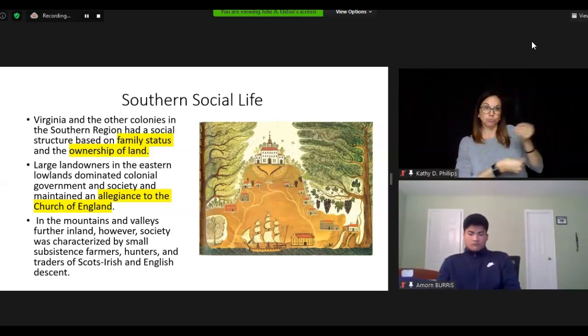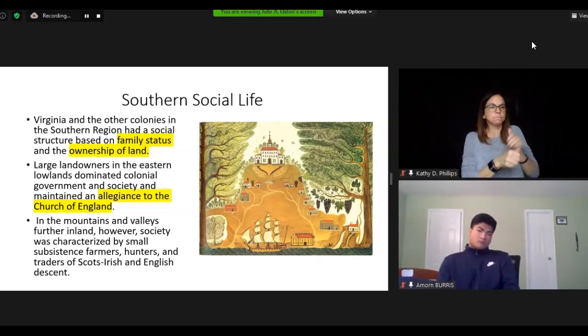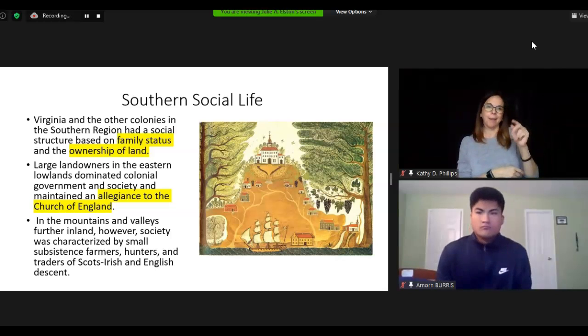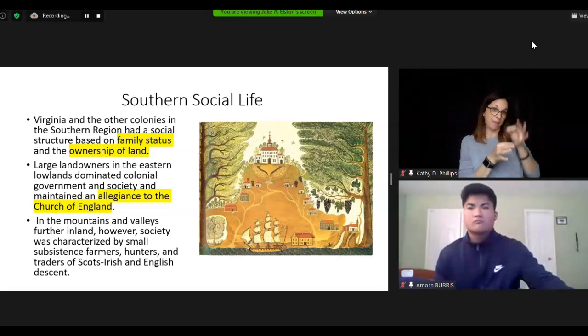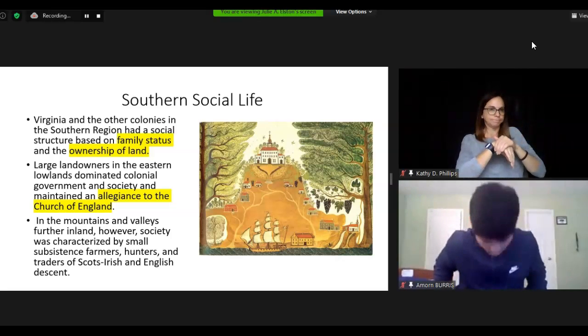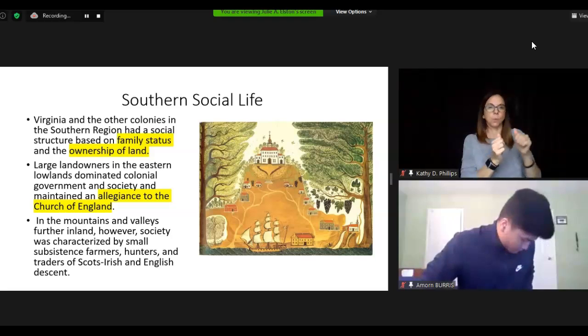If they're raising tobacco and cotton, their main customer is going to be Great Britain. And so because of those economic ties, most Southerners stayed very closely aligned with Britain from a cultural perspective. Many of them followed the Anglican faith, that was the Church of England. And so we see a very strong tie to Great Britain continue in the South.